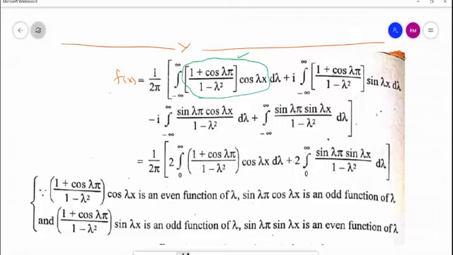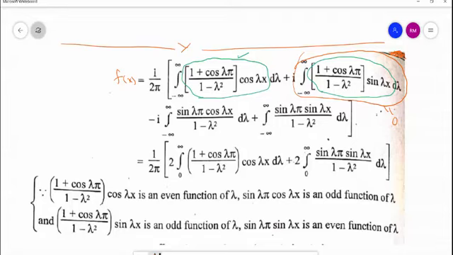So this term, that function of lambda, is an odd function. So we know the property of odd function: if the integration has limit say minus a to plus a or minus infinity to infinity, and the function is odd, then its value will be 0. So the total integration, the coefficient of I, will be 0.